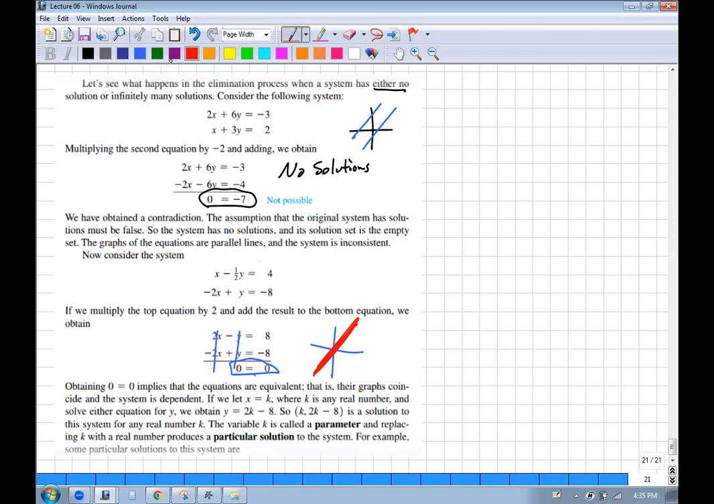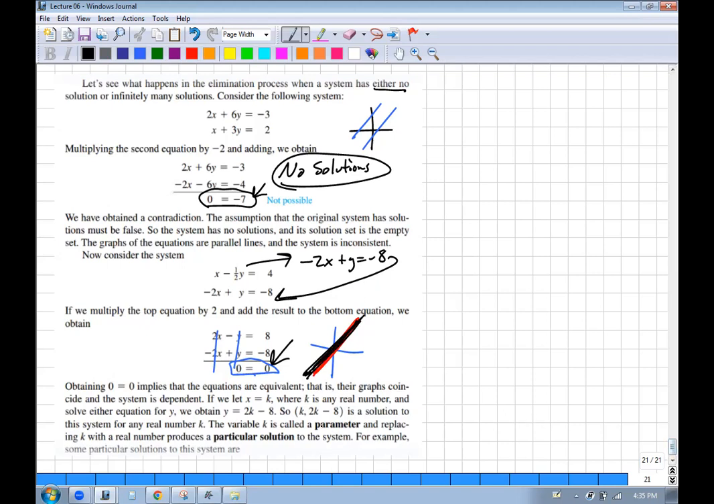All right, and you can see that by, if you multiply everything here by a minus 2, you would get minus 2x plus y equals minus 8. They're the same equation. So they are the same line. So this is never true, no solutions. This is always true, all solutions. Okay, or an infinite number of solutions.